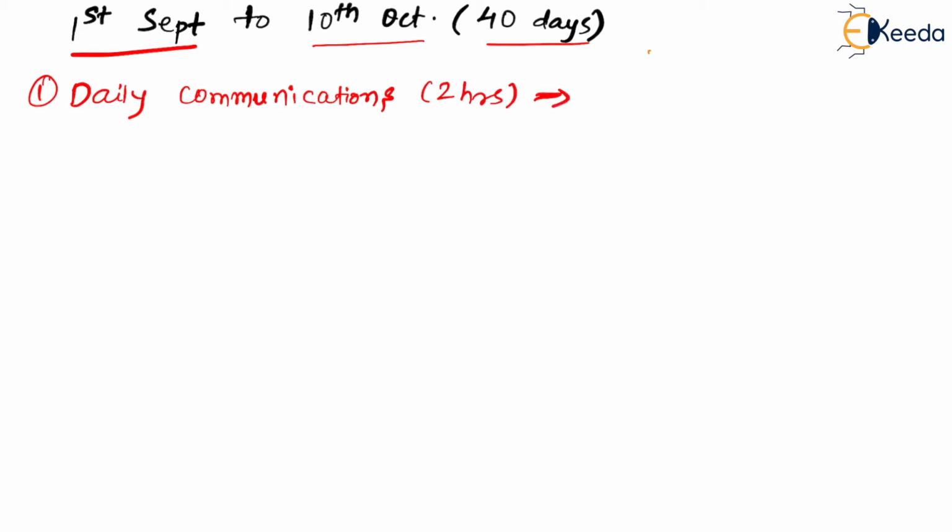For how much time, sir? 2 hours daily is enough. 2 hours daily, so you get 2 into 40, so 80 hours you will have to do. No problem. 80 hours, easily that can be managed.